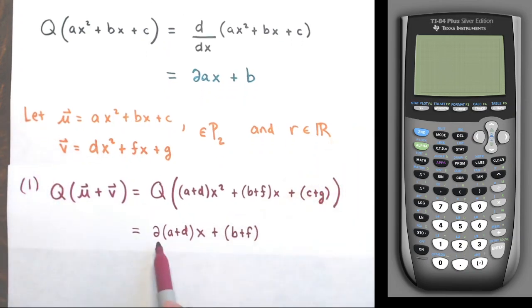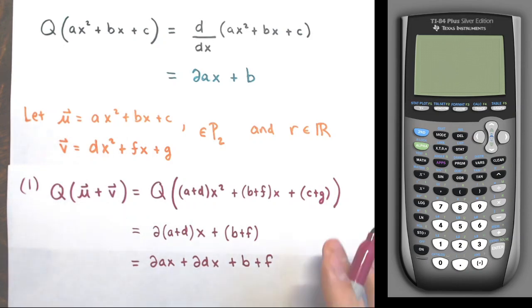All right, and if you'd like to distribute and get rid of the parentheses, you're not only distributing 2 here, but the x, so you'd have 2ax plus 2dx. Right, when you get rid of the parentheses there, and then plus b plus f. Again, nothing to distribute there. So that's as simple as that gets. All right, great. So that's the left side of that additivity property statement.